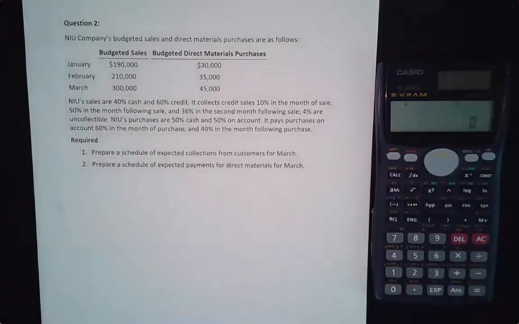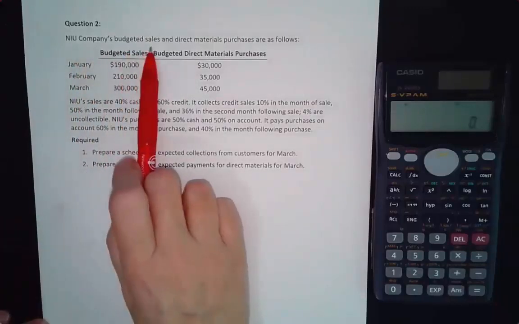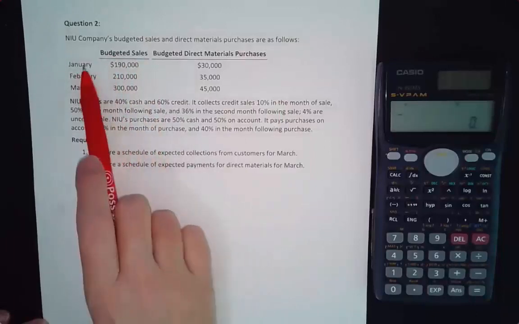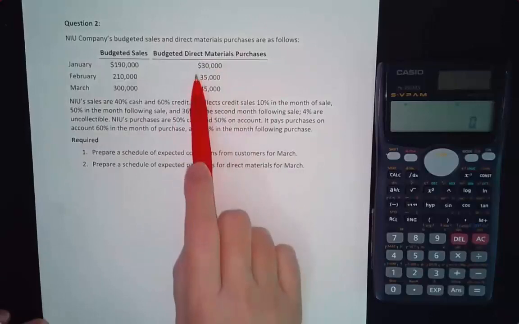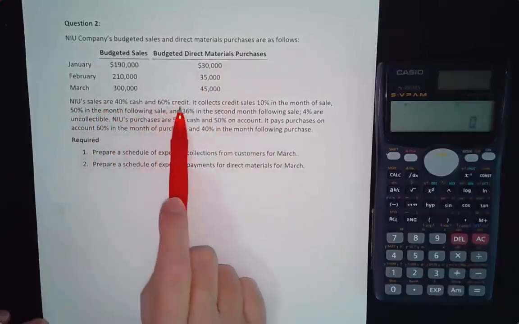So now we're doing a little bit more complex cash budgeting, and I'm going to focus in on only the complex portion of the cash budget. So we've got a company and they have budgeted sales and direct material purchases as follows. So we see the budgeted sales for January, February, and March, and we see the direct material purchases for the same 3 months. We see that their sales are 40% cash and 60% credit.